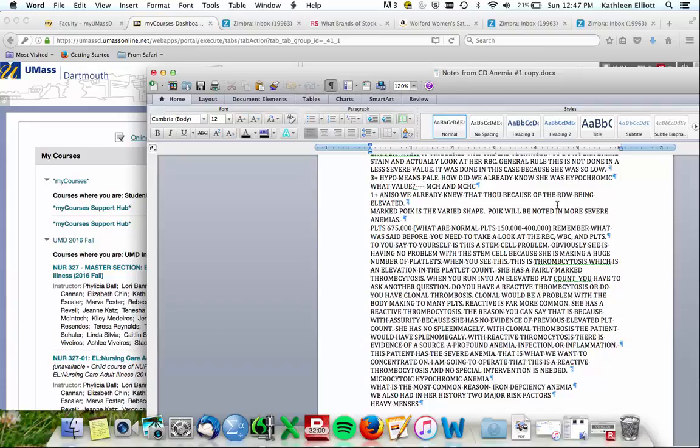When you run into an elevated platelet count, you have to ask another question. Do you have a reactive thrombocytosis or do you have a clonal thrombocytosis? Clonal will be a problem with the body making too many platelets.